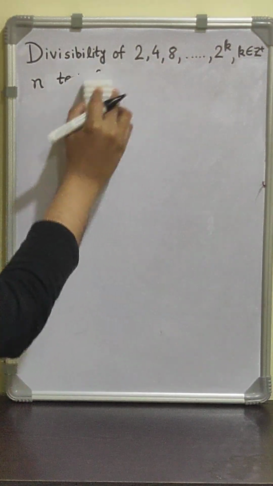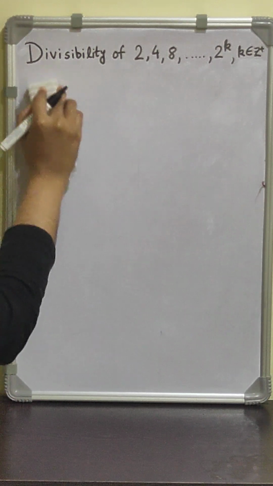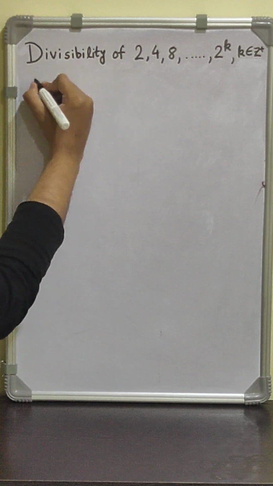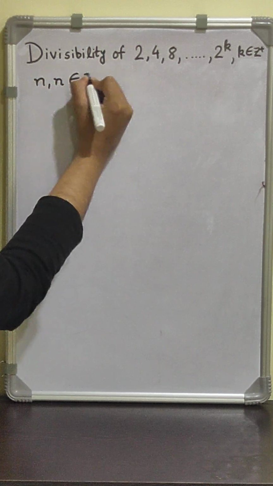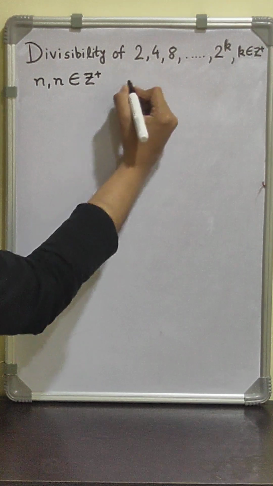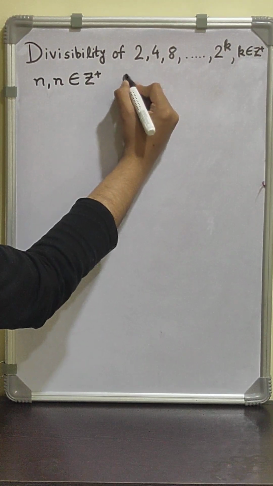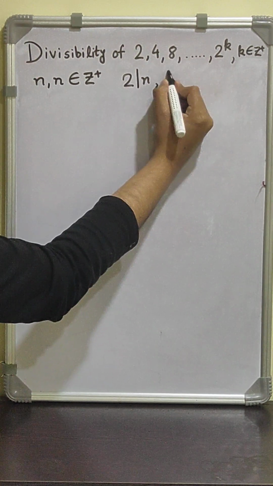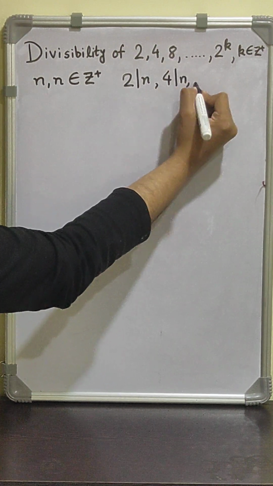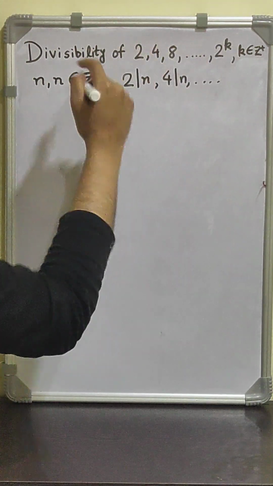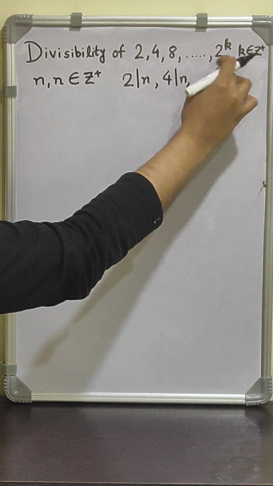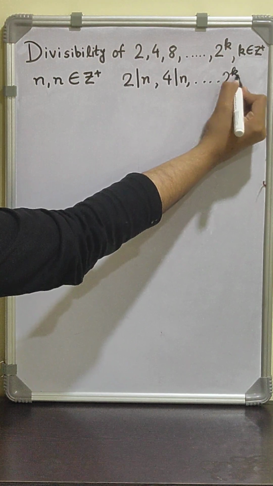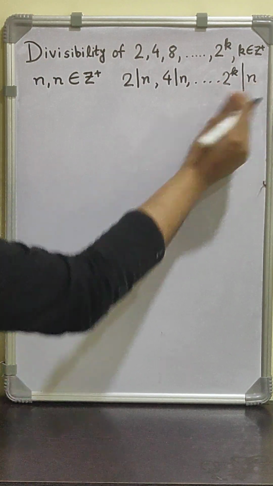And I will introduce a common notation. If n is divisible by 2, then I write it as 2 divides n. If it's divisible by 4, I write it as 4 divides n, and so on. If 2 raised to the power k divides n, that means n is divisible by this factor, leaving a remainder of 0. So I will write that as 2 raised to the power k divides n.